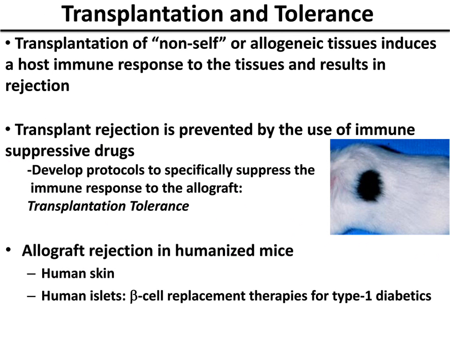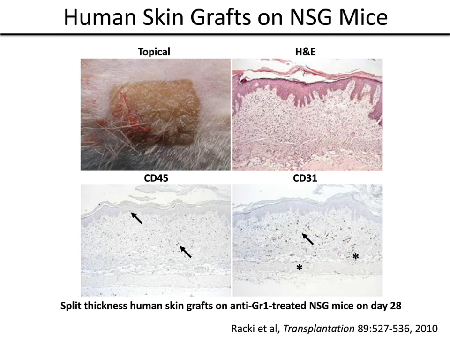So one of the first things we needed to demonstrate was that human skin could actually survive on our NSG animals. That's what's shown on the next slide, where we took a completely unengrafted NSG animal, transplanted human skin on these mice, and looked at survival over time. As you can see in these different pictures, we have a nice topical graft surviving on these mice. You can see well-formed epidermal and dermal layers by H&E staining. By CD45 staining, you can see passenger leukocytes surviving on these grafts. And you can see human vasculature developing by the CD31 stain on the lower right.